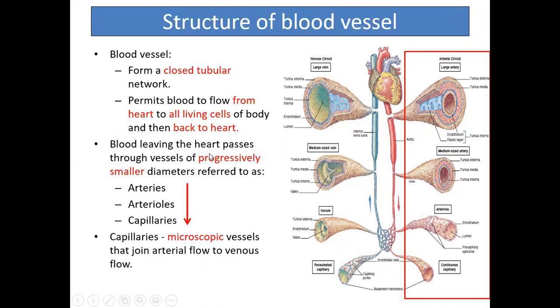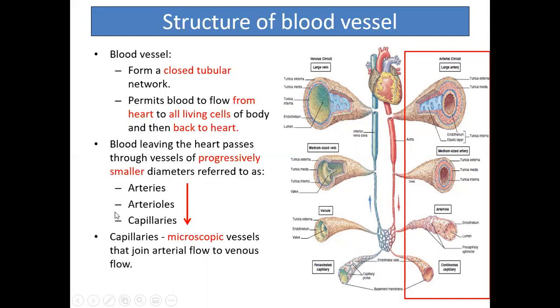So the blood will leave the heart. It passes through vessels of progressively smaller diameter. Meaning that initially the blood will pass through the larger diameter of the blood vessel, and later it will pass through the smaller diameter of the blood vessel. For example, here, if you see from this arrow, this is the direction of the blood flow from the arteries to the arteriole and finally to the capillary. So the capillary is the smallest blood vessel.